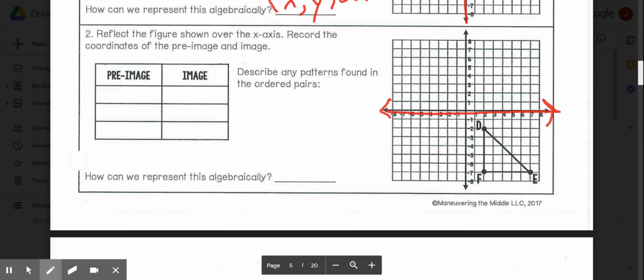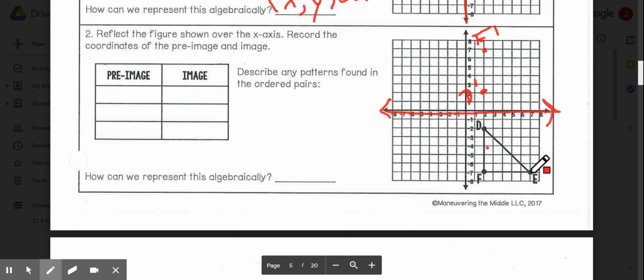D is 2 units below that line of reflection. So when I plot its image, D prime is just going to be 2 units above the line of reflection. So that's D prime right here. F, you can see right here, is 7 units below the line of reflection. So to find its image, I'm going from that line of reflection up 7 units. So all the way here. And so that is going to be F prime.